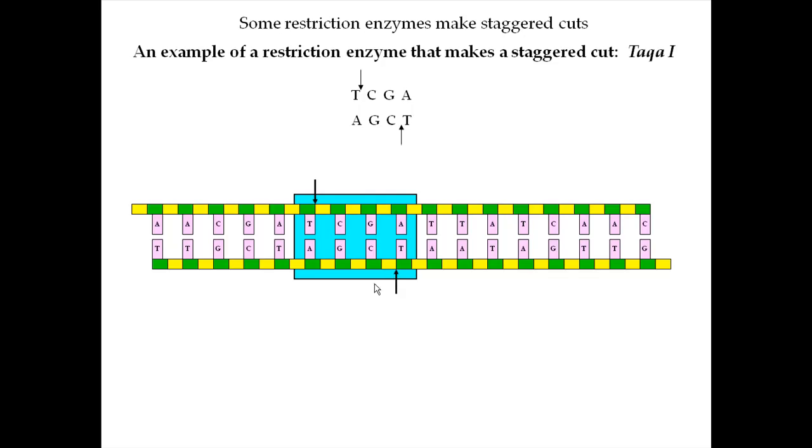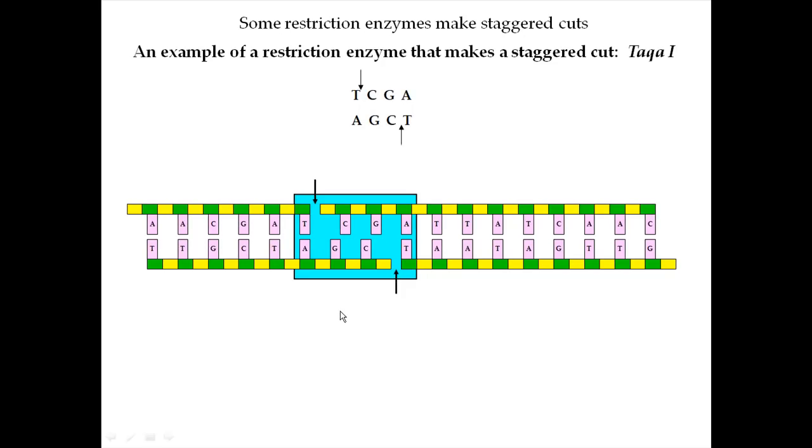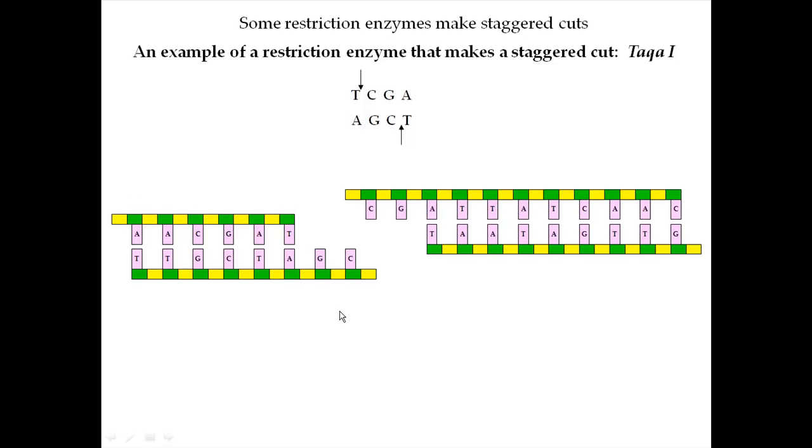If nicks are made right here within the sugar phosphate backbone, and here within the sugar phosphate backbone, check out what results: 2 DNA fragments. But the DNA fragments that are produced have these overhanging single-stranded portions, and these overhanging single-stranded portions are called sticky ends.